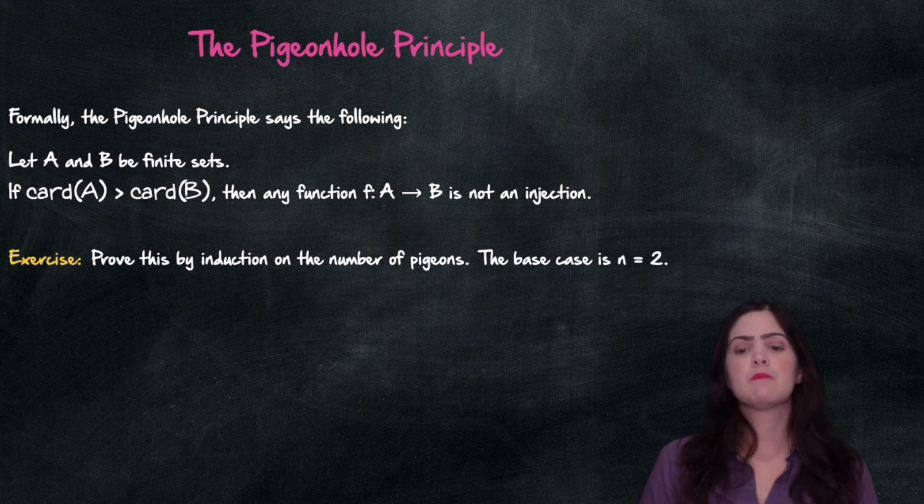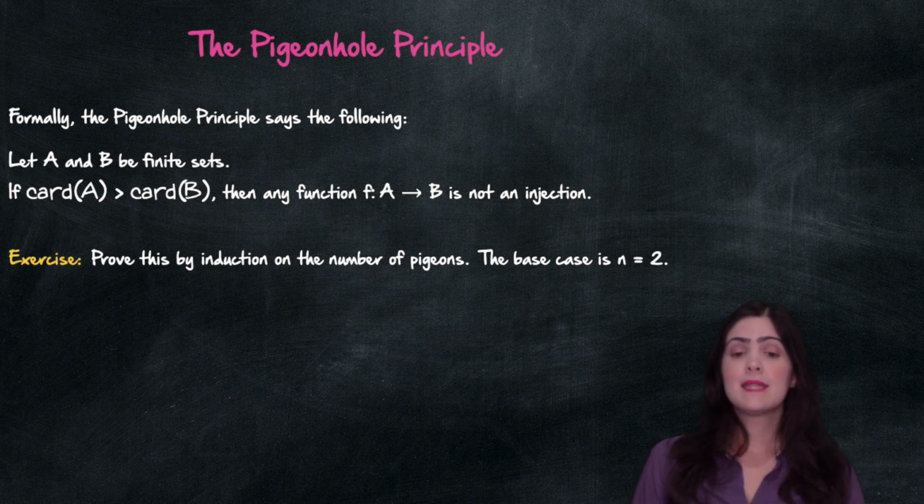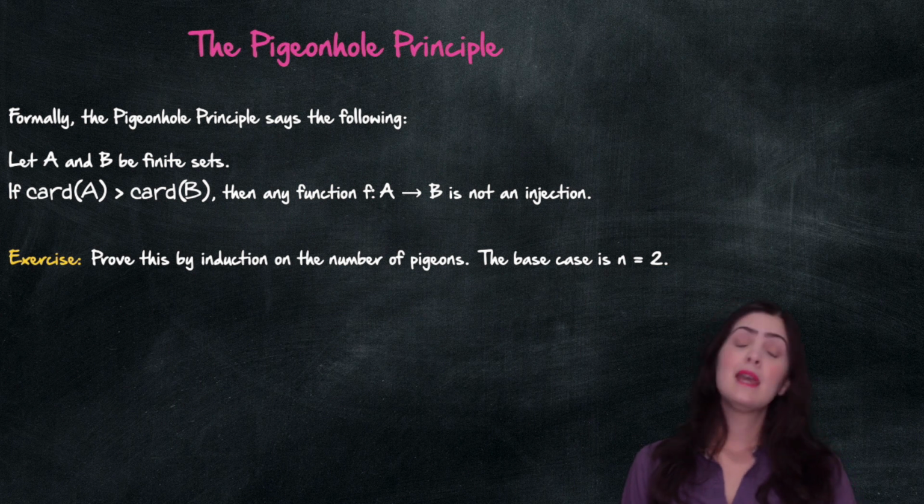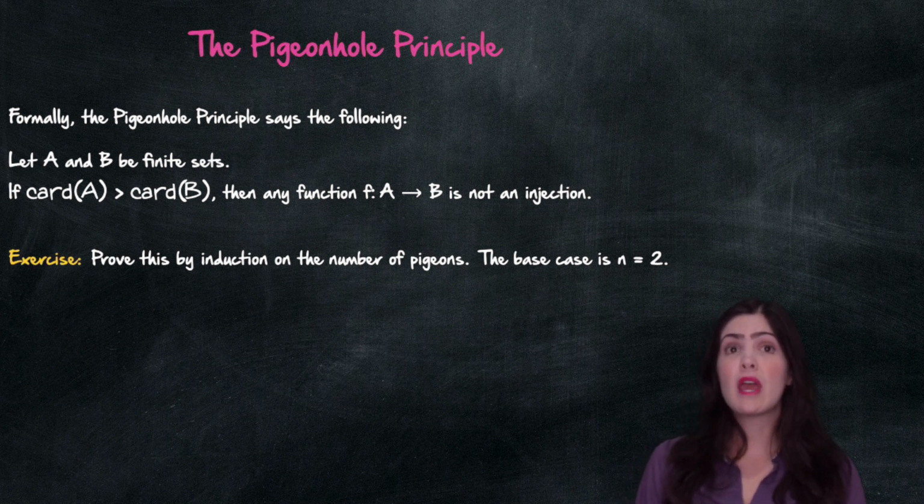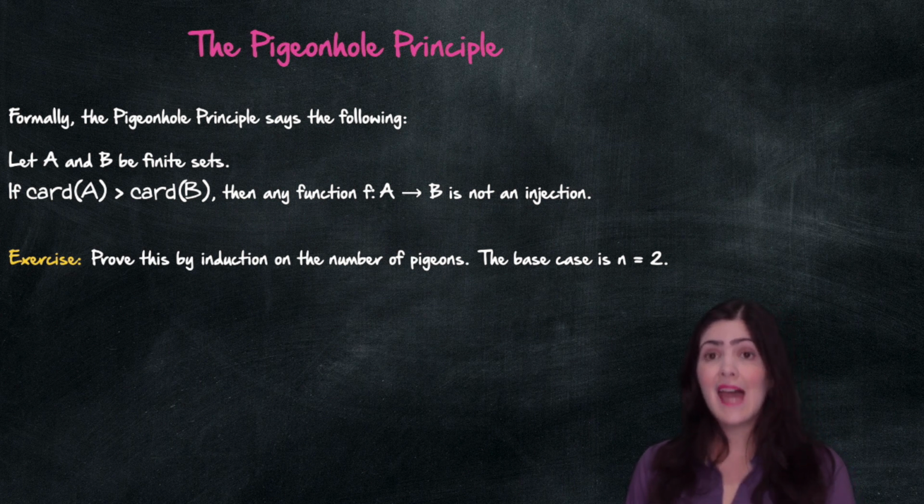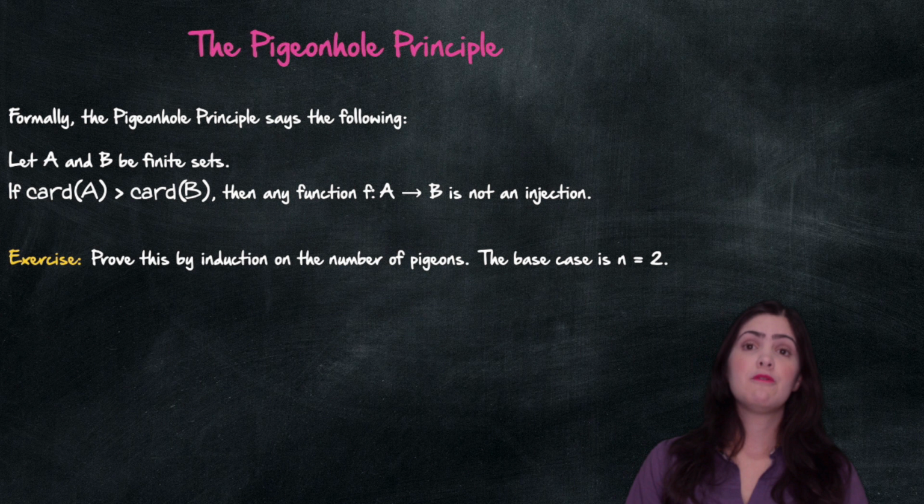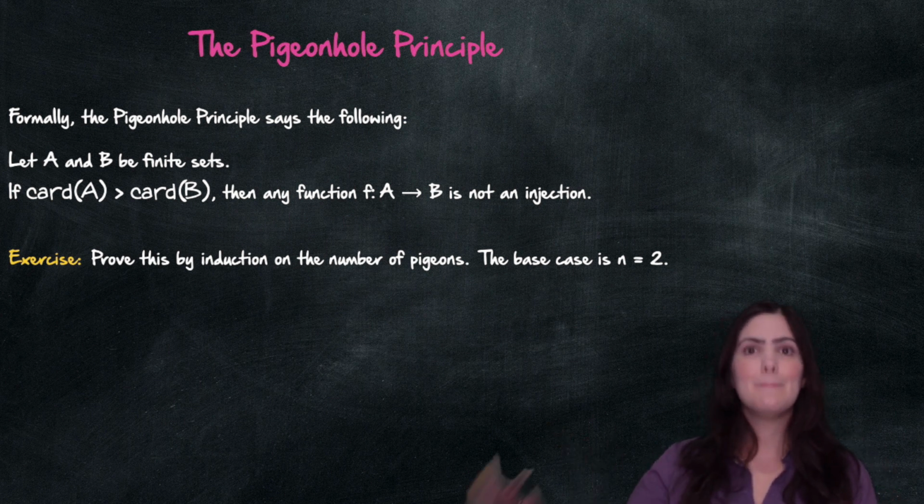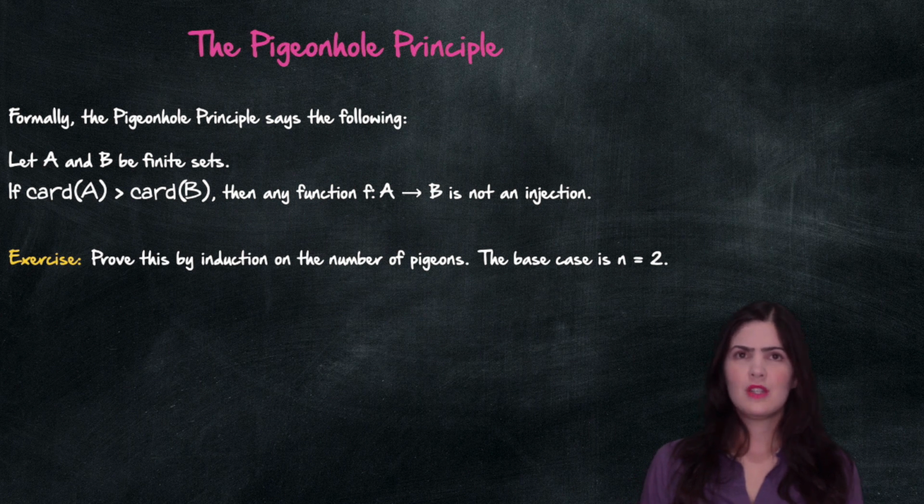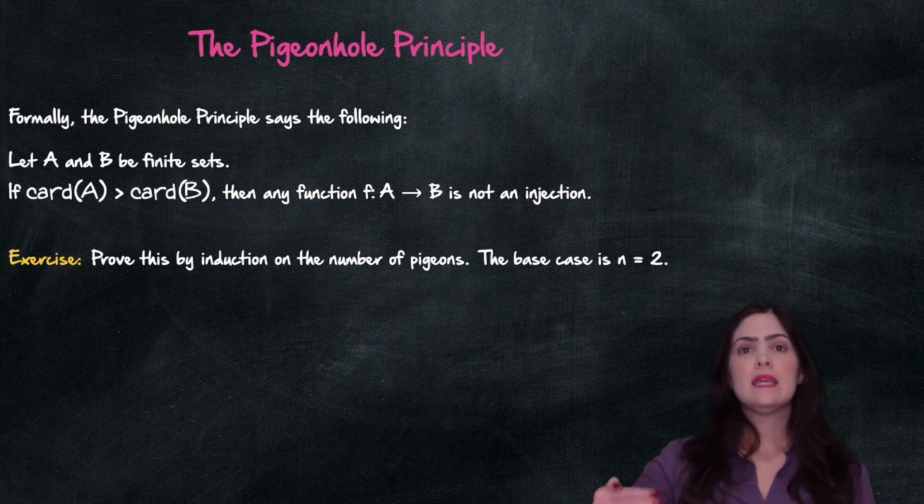Formally, the pigeonhole principle is telling us the following. If we have 2 sets, A and B, that are finite, if the cardinality of A is greater than the cardinality of B, then a function f from A to B cannot be an injection. It is impossible to define an injective function from a set A that has larger cardinality than the set B, our target set.